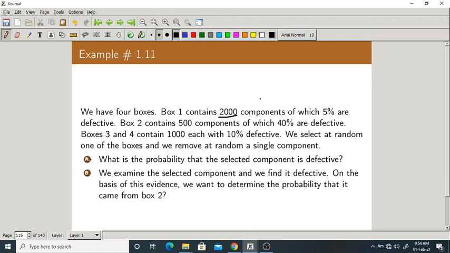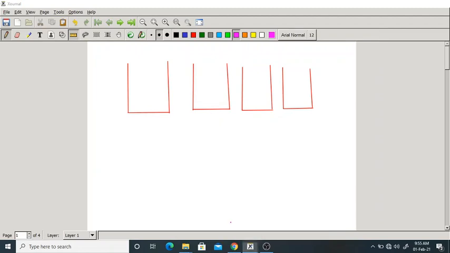So there are two parts in this question. Part A, what is it asking? What is the probability that the selected component is a defective one? Okay. So what the problem says, we have four boxes. They contain some number of balls or components. Out of them, a certain percent are defective. Remaining are perfect, good. So what is the probability that you pick up a component that is of defective type? Clear? Now, let us solve this.